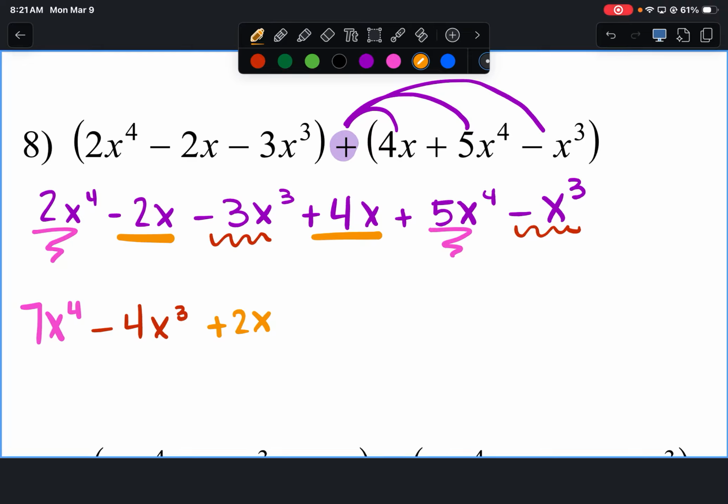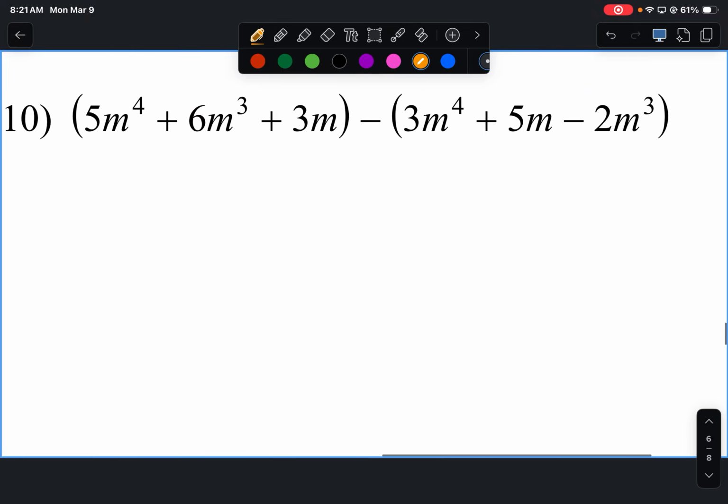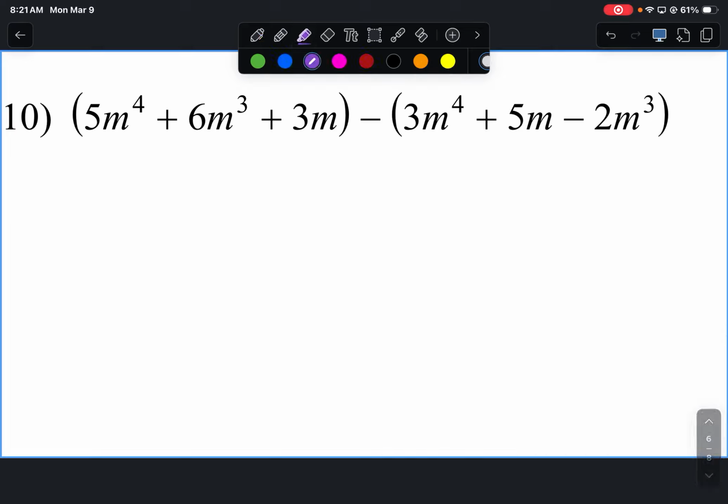So that is how we do question number 8. That is our answer. That's all we got to write. These are not factoring questions. These are us just writing it in simplest form. Now we're going to look at question number 10. What type of question is number 10? It is subtraction because there is a minus sign in there.